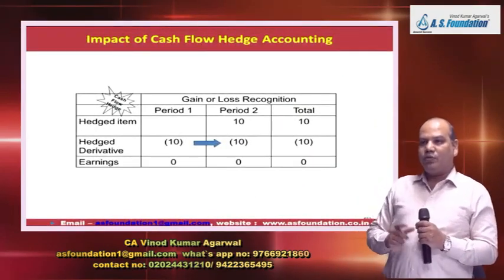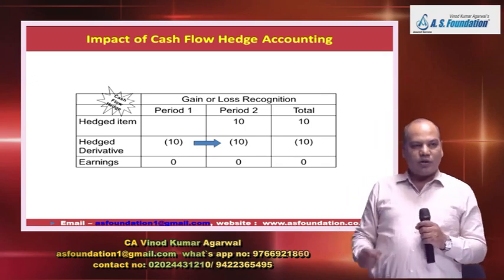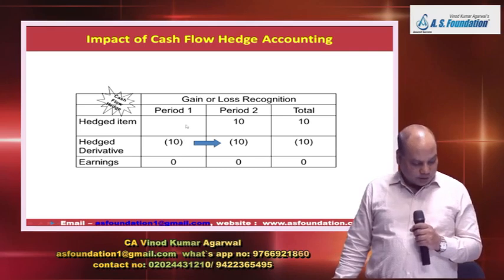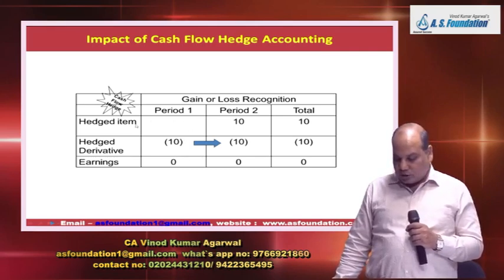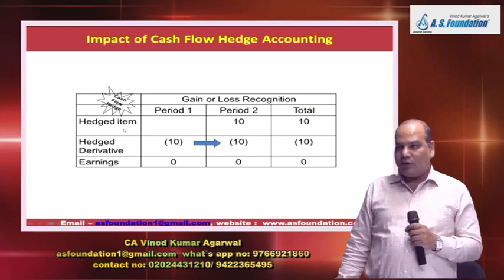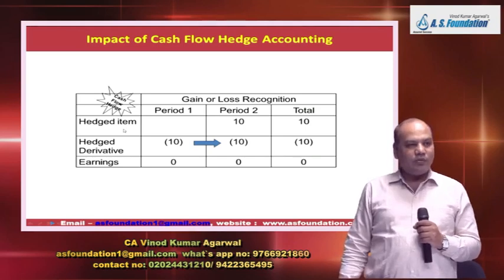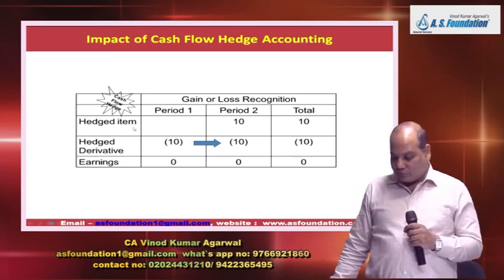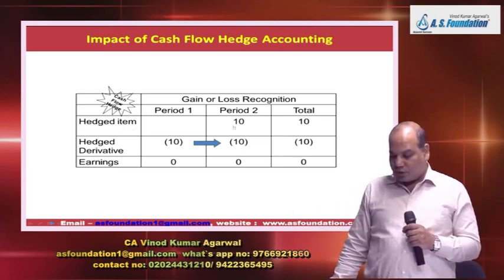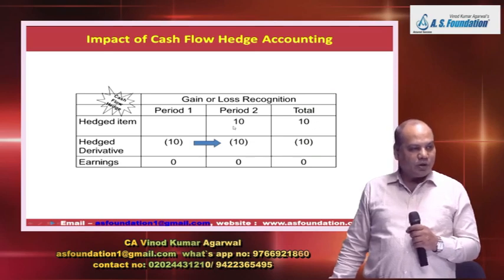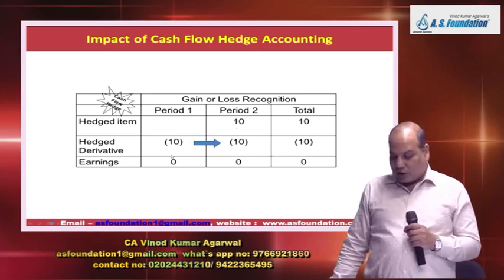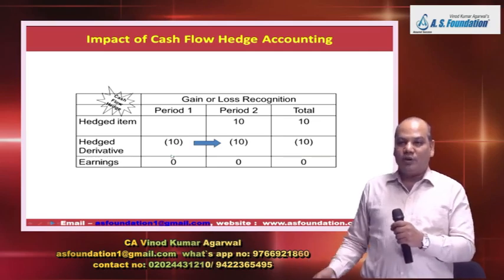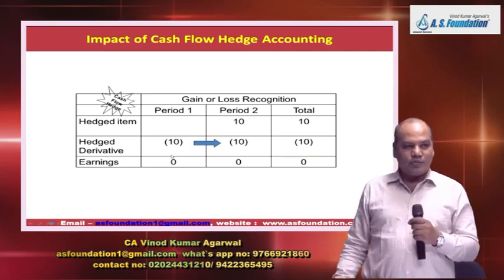What is the advantage of this cash flow hedge accounting? It can be explained with the help of this small diagram. Again, the hedged item, let us say a contract to sell inventory after 2 years. When I sell after 2 years, I will transfer it to the P&L account as sale. And I have taken a derivative for this. I have entered into a forward contract to sell because I am worried that the selling price may fall.